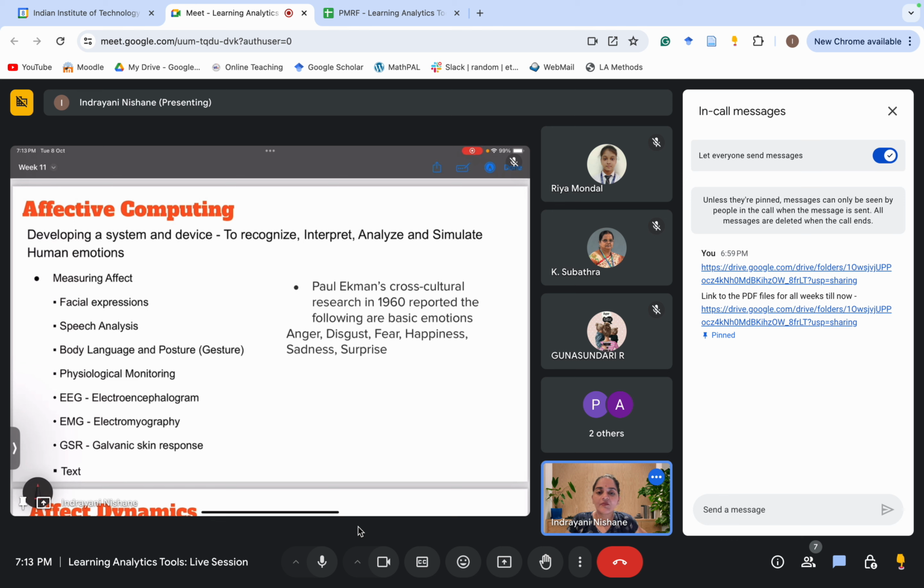So he came up with the six basic emotions: anger, disgust, fear, happiness, sadness, and surprise. These are basic human emotions, but learner-centric emotions are different, because while learning you will seldom find somebody angry, or detect sadness or fear. All these emotions are totally absent in the teaching-learning scenario. So there is something called learner-centric emotions.